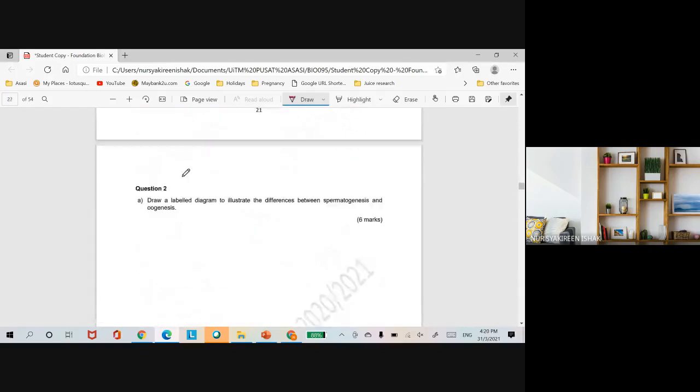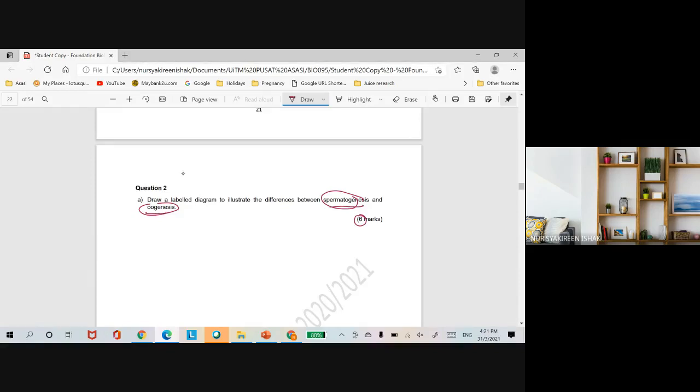So for the next question, okay, this one here is a bit complicated. You have to really understand the whole process of spermatogenesis and also oogenesis. Dalam soalan exam, takkan pernah ada dalam peringkat asas ni lah soalan yang markah dia worth 6 marks. Okay, tapi ini sebagai latihan dalam buku workbook awak lah. Dia boleh jadi macam ni.